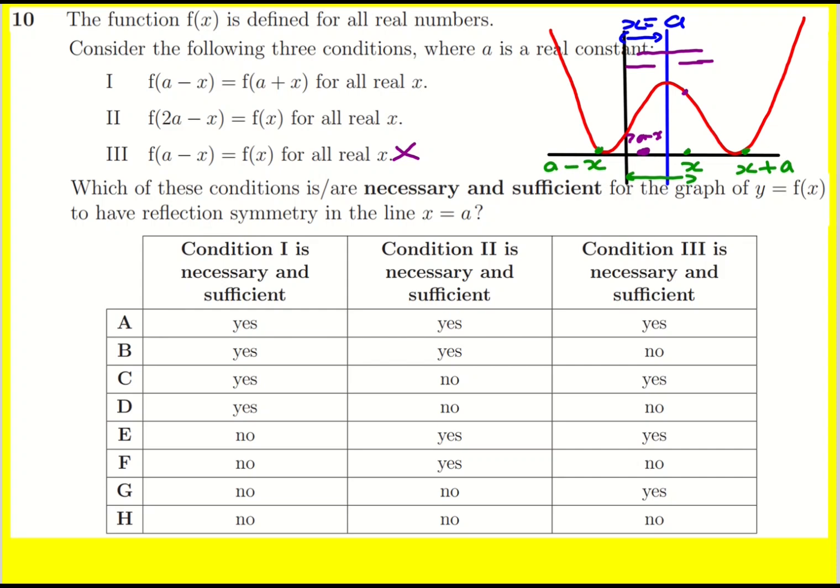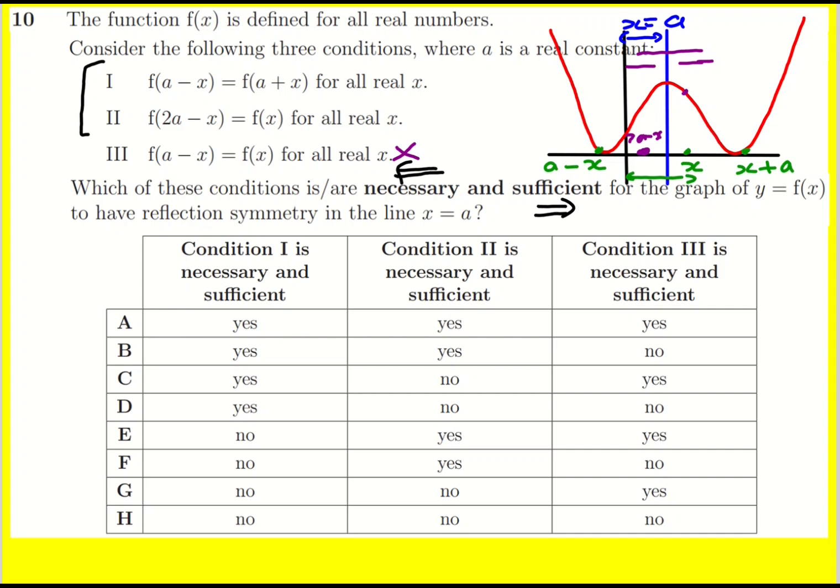Now let's take a look at the necessary and sufficient side of things. We've ruled out 3. So it's just the first two. Let's say the first statement. If the first statement was sufficient for reflection symmetry, it's saying that it would imply it has reflection symmetry. And if it's necessary, then the symmetry is implying that f of a minus x is equal to f of a plus x.